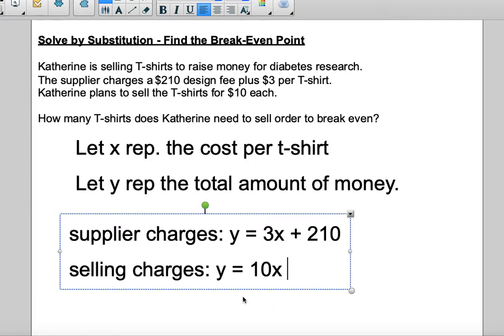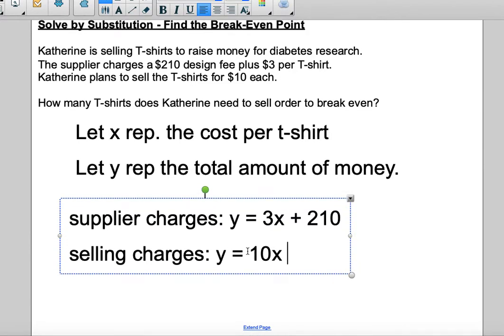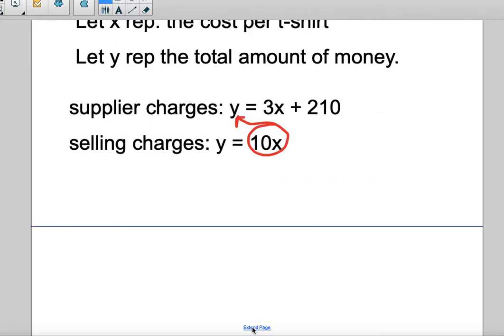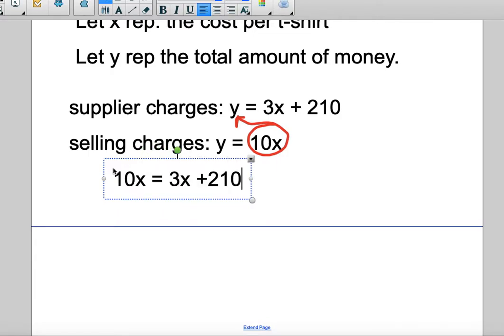So we are going to solve this by substitution. So this equation is easier to isolate. We can substitute this y value into this equation. So like we did on the last page, we're going to take this y value and substitute it here. So we've got 10x is equal to 3x plus 210.